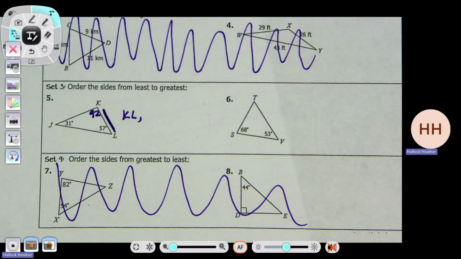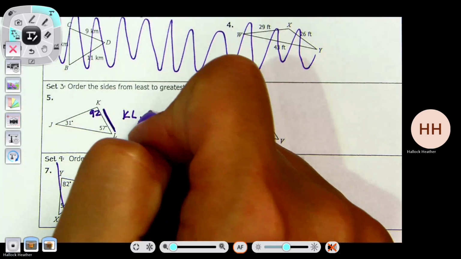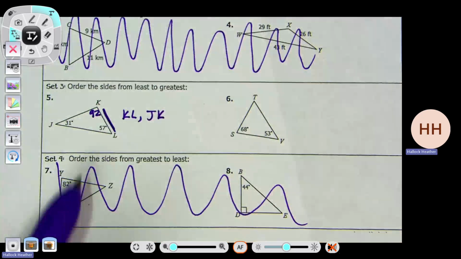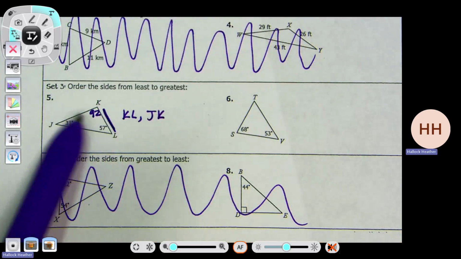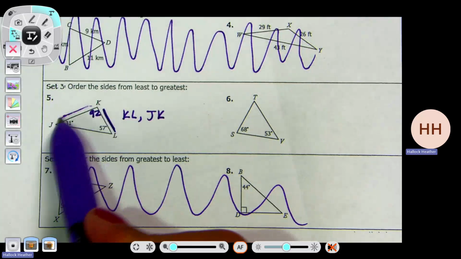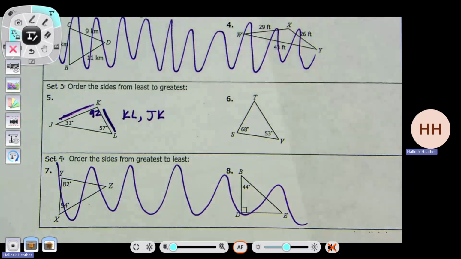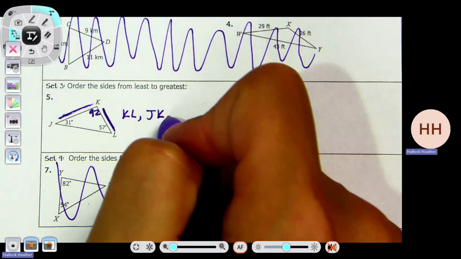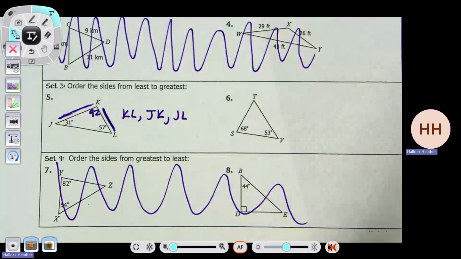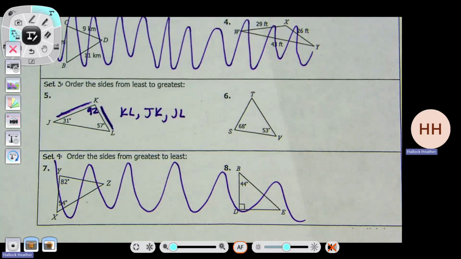What's the next smallest side? JK. Mathematically, because it's across from 57. 57 is the next smallest number, so that's the next smallest side. The largest angle is across from the largest side, which is how much? JL. So try 6. Same thing. You're going to find your missing angle, subtracting from 180 because the triangle forms 180.